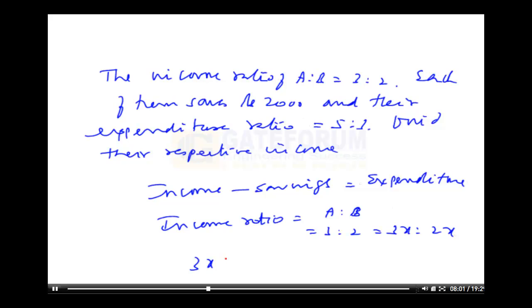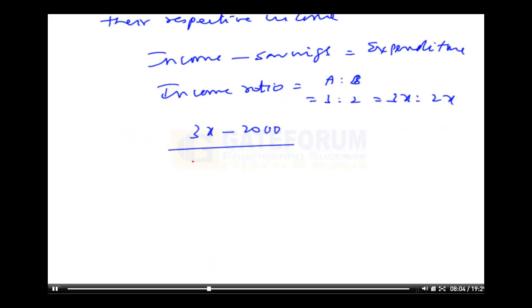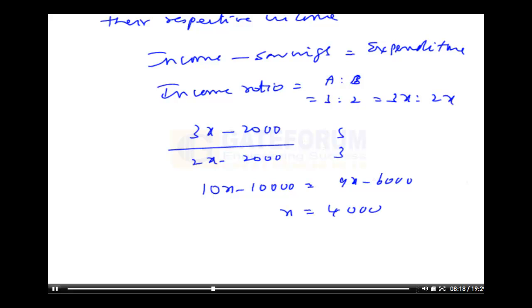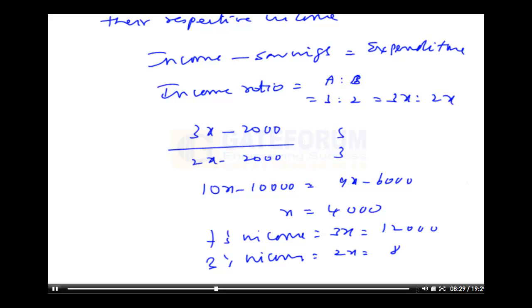From the income of A, remove 2,000. That's the savings. From the income of B, remove 2,000. So income minus savings gives you the expenditure ratio. Equate to 5 by 3. Cross multiply. See what you get. You get x is equal to 4,000. So A's income, which is 3x, will be 3 into 4, 12,000. And B's income, that will be 2x, 2 into 4, 8,000.